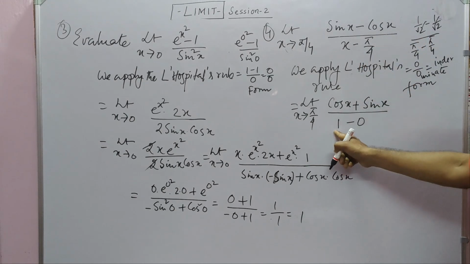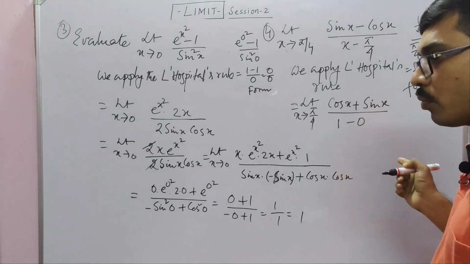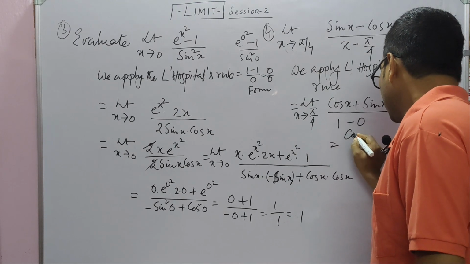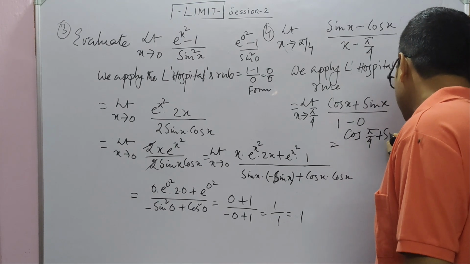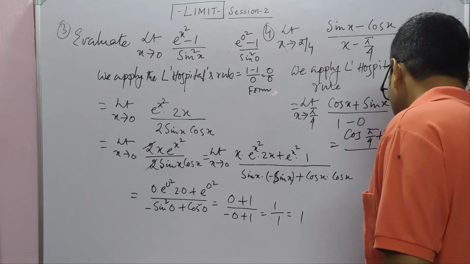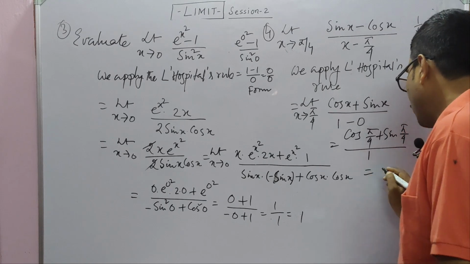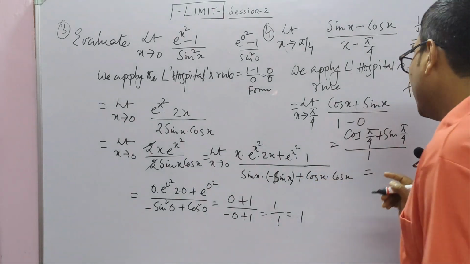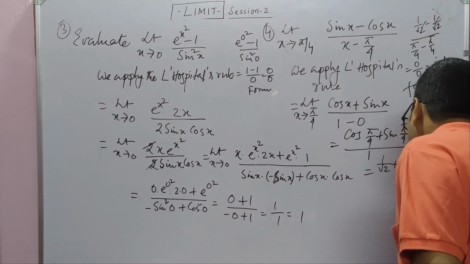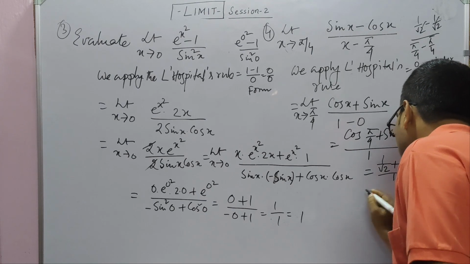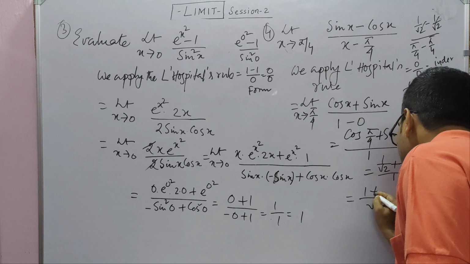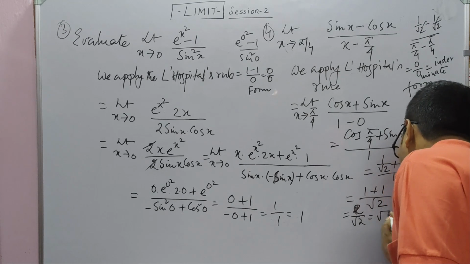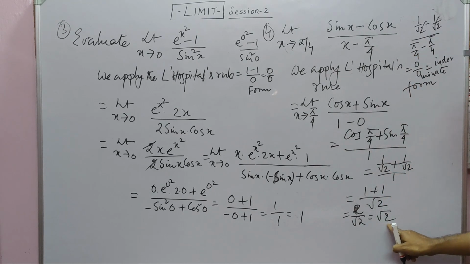Now see, the denominator derivative is 1 minus 0 equals 1, so it is out of the indeterminate form and we put in the value of x. The result is cos pi by 4 plus sin pi by 4, where cos 45 degrees equals 1 by root 2, plus 1 by root 2, by 1. So root 2 is the LCM, 1 plus 1 is 2 by root 2, that is root 2. Hence the result is root 2.